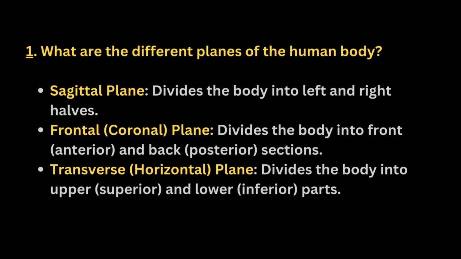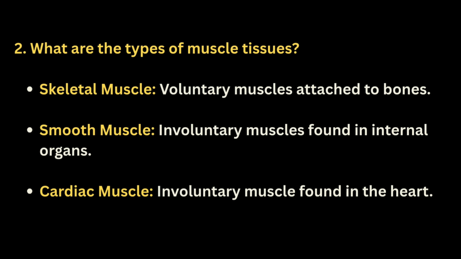First question, what are the different planes of the human body? First one is the sagittal plane, which divides the body into left and right. The frontal or coronal plane divides front, anterior and posterior. Transverse divides the body into upper and lower, that is superior and inferior. So totally three types of body plane: sagittal plane, frontal, which is coronal plane, and transverse plane.